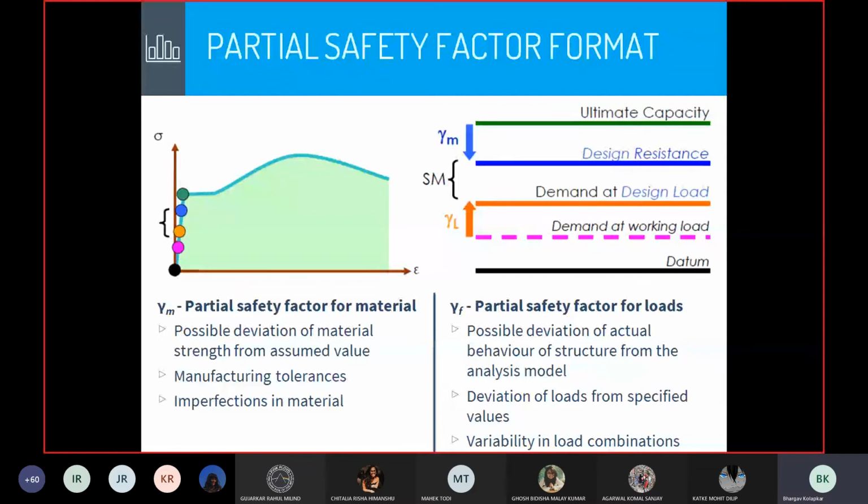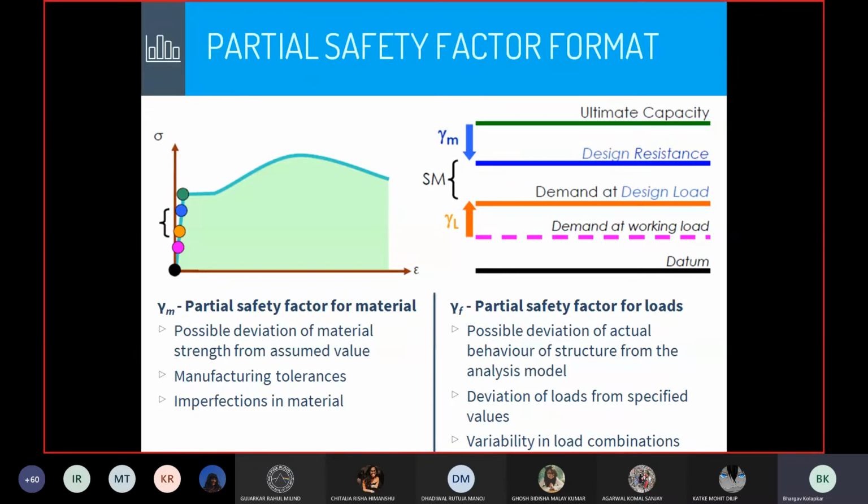To understand the concept of safety factor, take a look at the stress strain graph of steel, of mild steel, that we've done numerous times before. We know that green. Does someone remember what this green point is? What is the stress corresponding to this green point? Yield stress? Yield stress. Yes. We know that this is the ultimate strength. This is the ultimate capacity. We don't want to go beyond that.